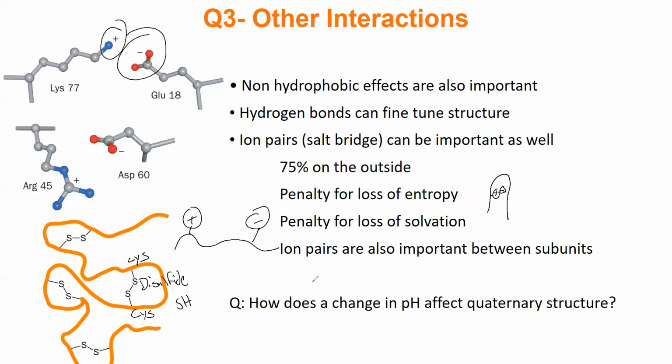Now, question here, and I'll go ahead and answer it. How can pH change our quaternary structures? Well, we just said that ion pairs and hydrogen bonds are very important. And these ion pairs and hydrogen bonds are especially important for holding different proteins together. So if you change the pH, you can break these ion pairs or salt bridges. You can break the hydrogen bond interaction.